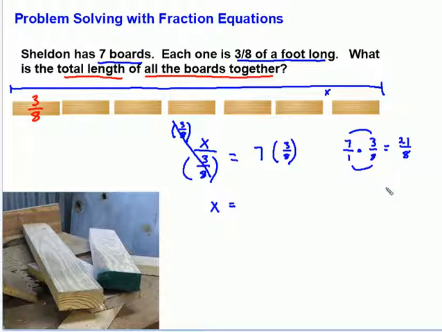8 goes into 21 how many times? It goes 2 times. That leaves us with 16, and 21 minus 16 is 5, so 2 and 5/8. So all the boards put together are going to be 2 5/8 feet long. This total length up here is 2 5/8 feet.